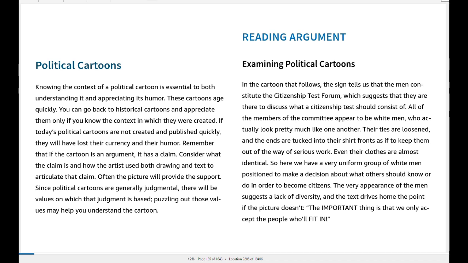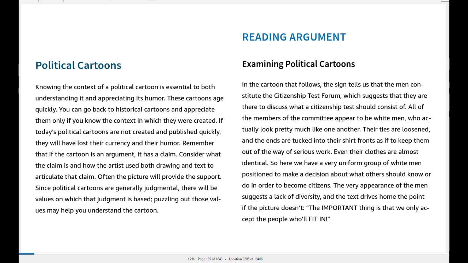Reading argument. Examining political cartoons. In the cartoon that follows, the sign tells us that the men constitute the Citizen Test Forum, which suggests that they are there to discuss what citizenship tests should consist of. All of the members of the committee appear to be white men, who actually look pretty much like one another. Their ties are loosened, and the ends are tucked into their shirt fronts as if to keep them out of the way of serious work.